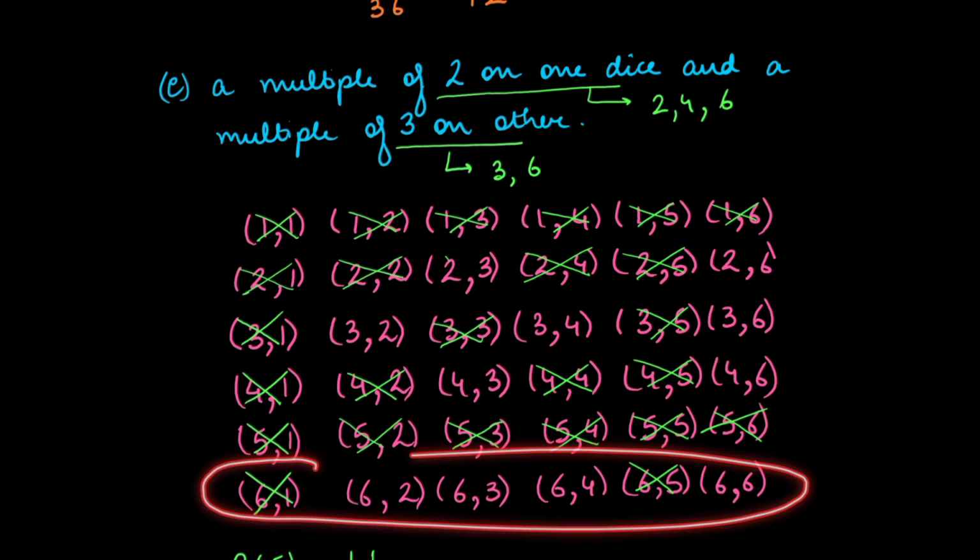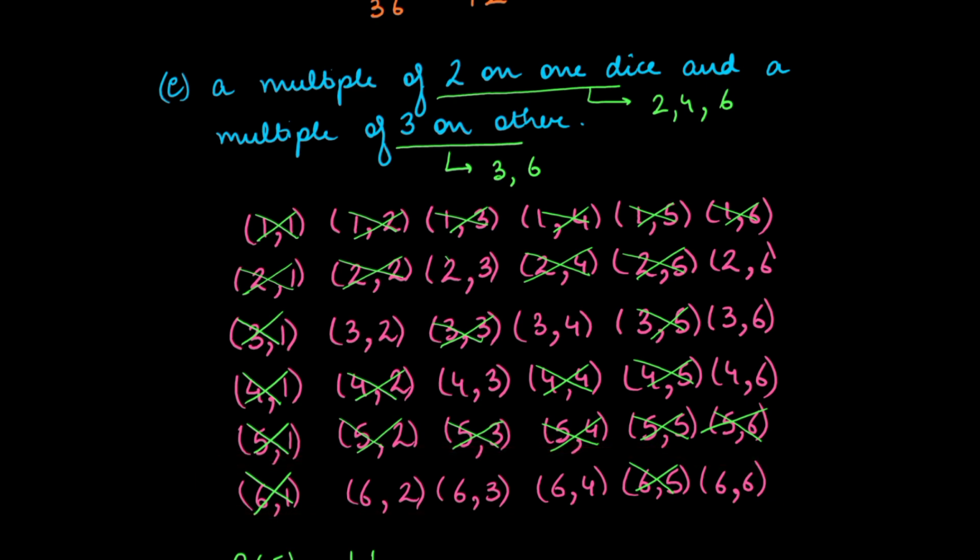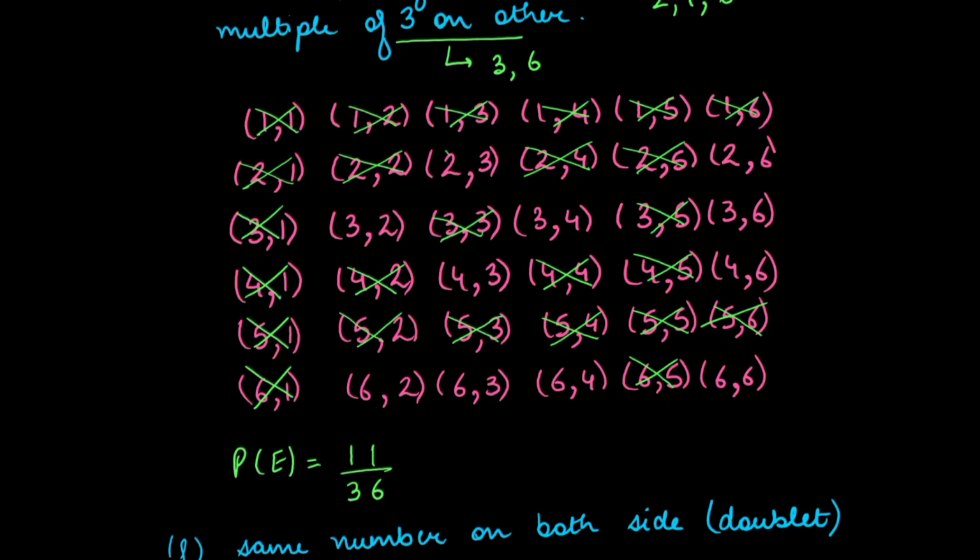Now if we have a 6 on one dice, 6 is both a multiple of 2 as well as a multiple of 3. So on the second dice, we can have a multiple of 2 and or a multiple of 3, and it will be a possible favorable outcome. If we have 6 on the first dice, the second dice can contain 2, 4, 6, or it can contain 3 and 6. So the favorable outcomes are 6, 2, 6, 3, 6, 4 and 6, 6. So the total number of favorable possible outcomes are 11. So the probability is 11 by 36. 36 is the total number of possible outcomes. Okay.